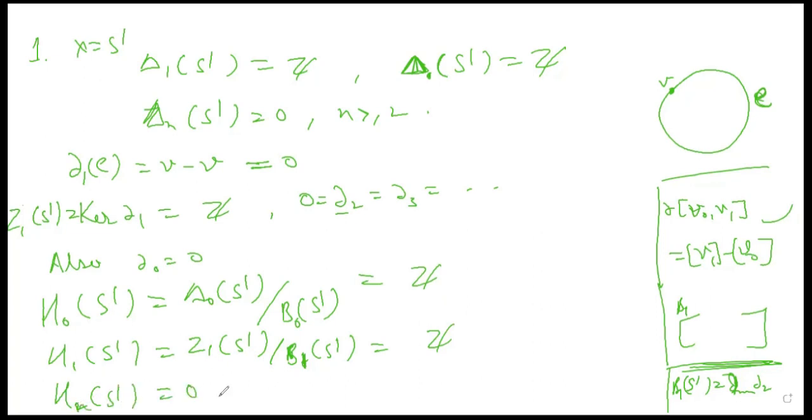In fact, Hn S1 is 0 for every n greater than or equal to 2, because of this, right? So we have computed the simplicial homology group. It will turn out to be the homology group. The 0th homology group of S1 is Z, the first homology group of S1 is Z, and the nth homology group of S1 for n greater than or equal to 2 is trivial.